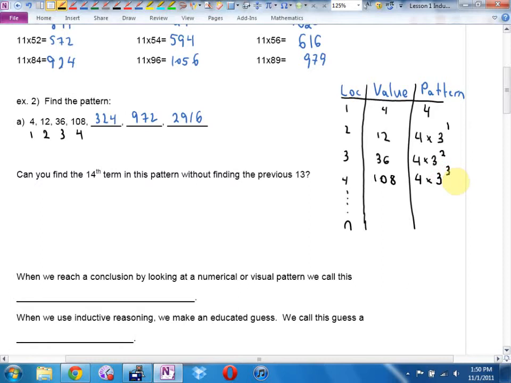What would the fifth term be? Without me filling it in here, what would the pattern be for the fifth term, 4 times 3 to the 4th. Is this ever changing? Is the 3 ever changing? What's changing? How is this exponent related to the term number?